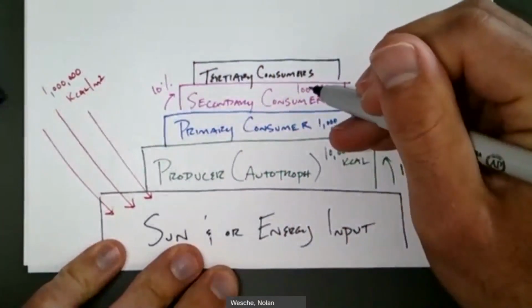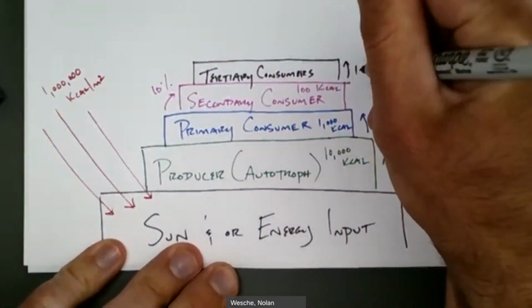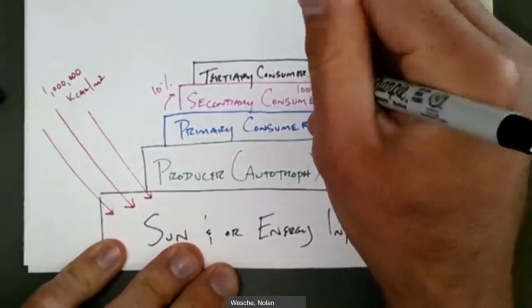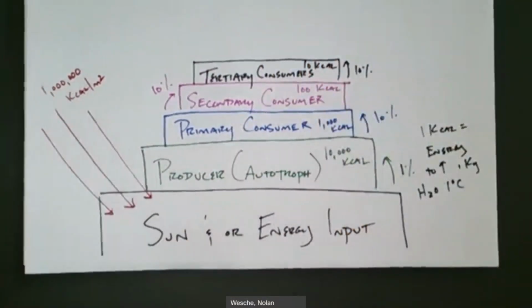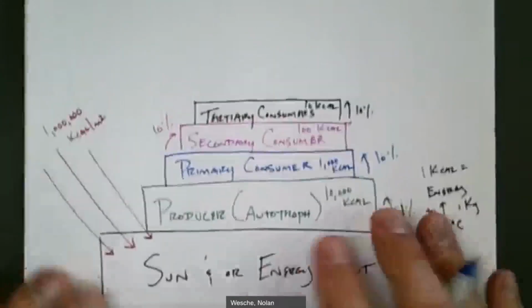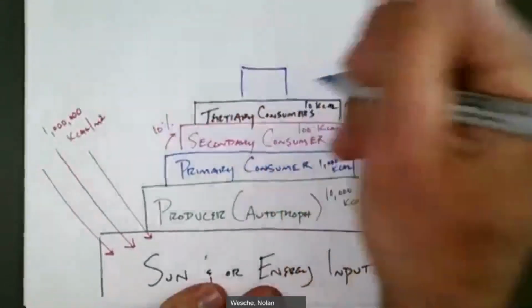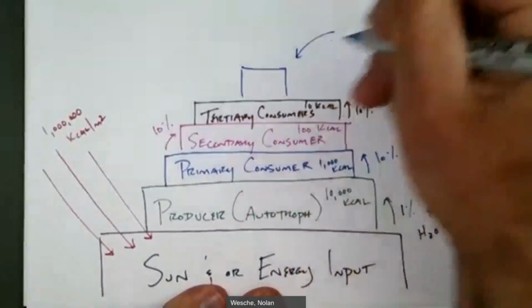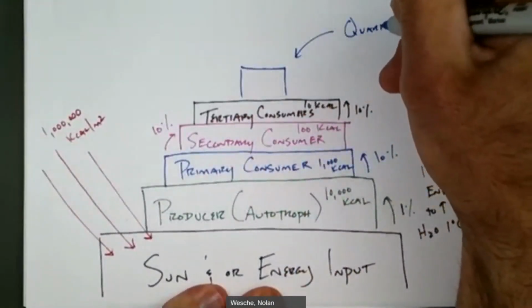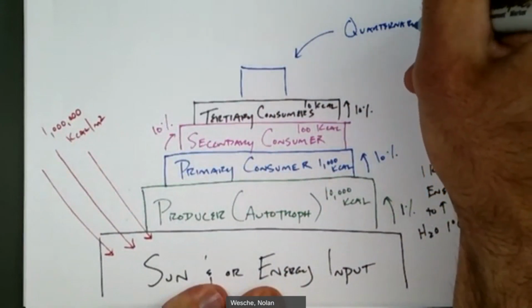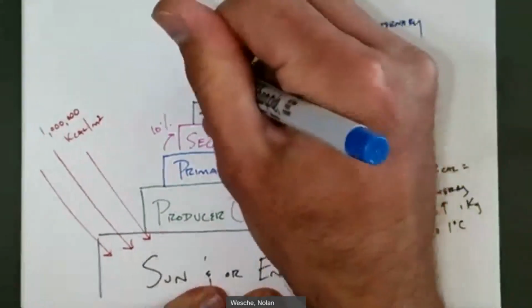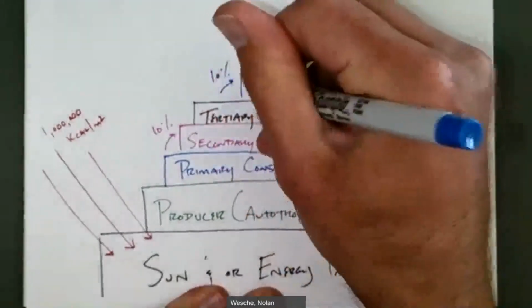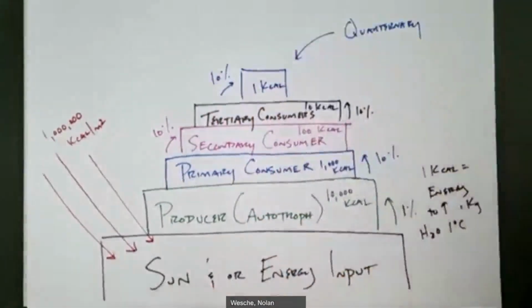So again, 10%. So we're looking at about 10K cows. And then finally, you may have a fourth level consumer that we call a quaternary or a fourth level consumer. And again, 10%. So what do we have left? We have 1K cow left in this square meter of space.